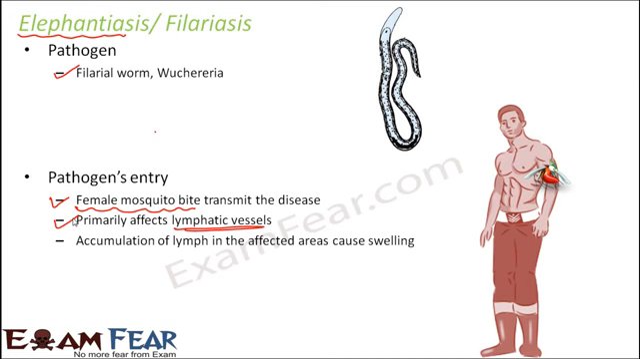Accumulation of lymph in the affected area causes swelling. Now, what do these lymphatic vessels contain? Like blood vessels contain blood, similarly the lymphatic vessels contain the tissue fluid or the lymph. When too much lymph gets accumulated in that particular area, the lymphatic vessels will swell. And when the lymphatic vessels swell, that particular area will also get swollen. It causes severe inflammation of organs.